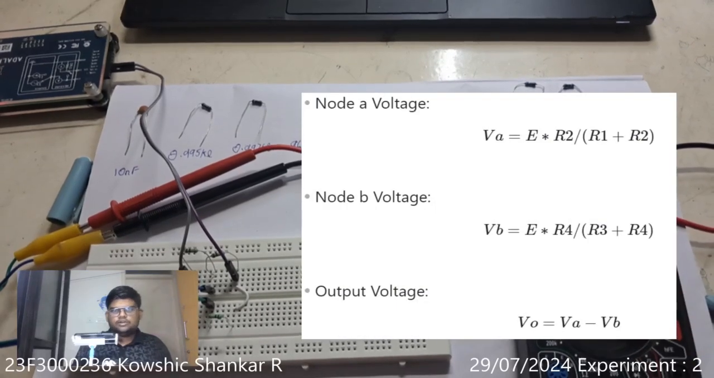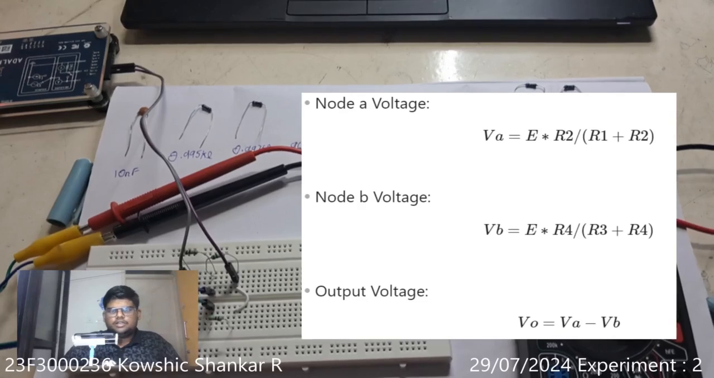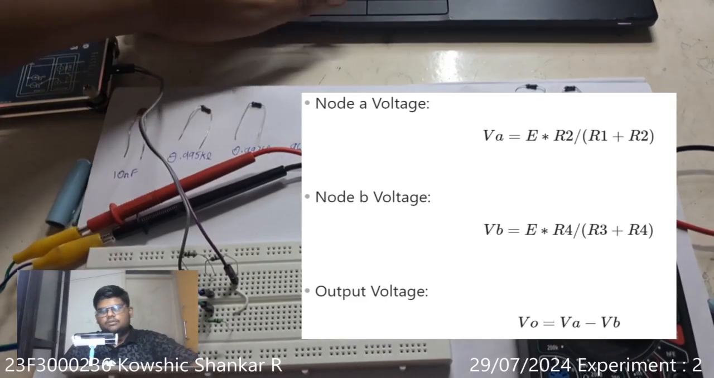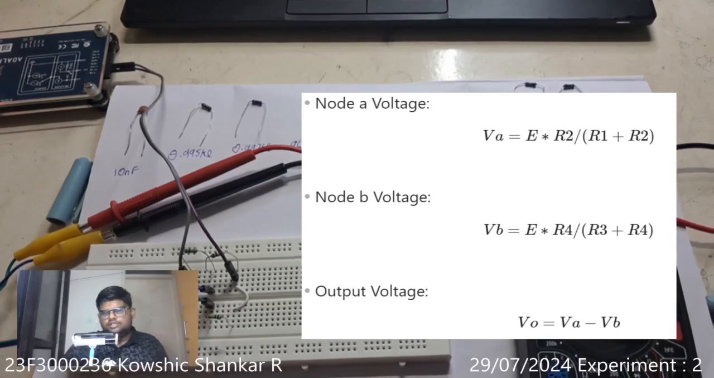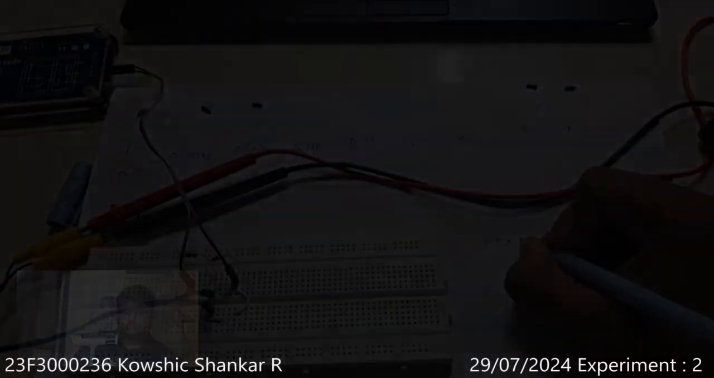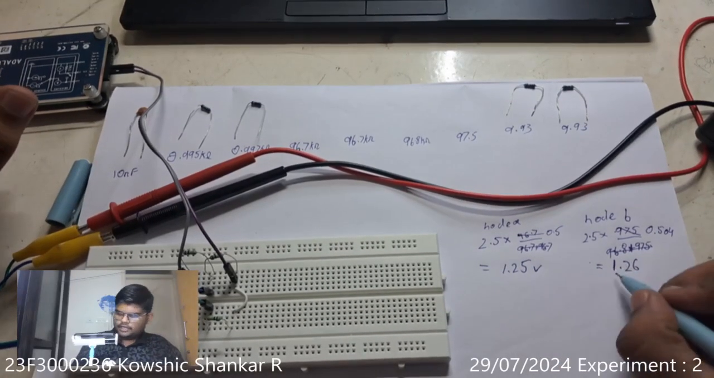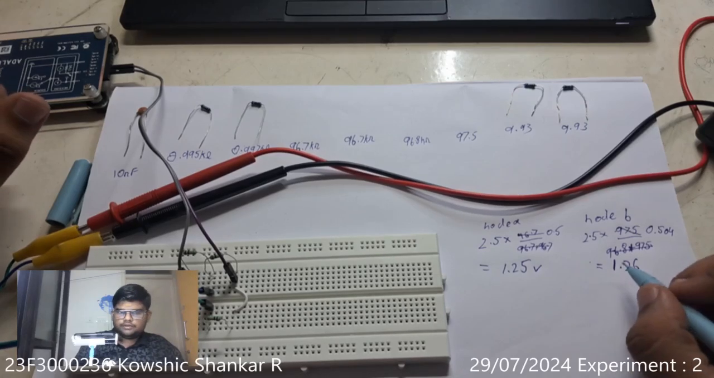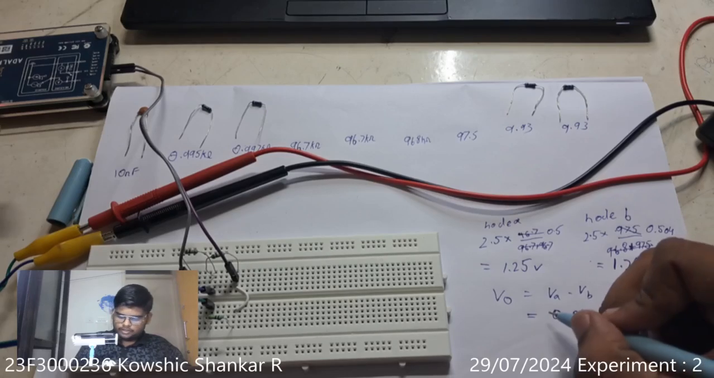The node A voltage can be calculated with the formula shown here. Similarly, the node B voltage. This is the concept of the voltage divider, and the output voltage can be calculated by subtracting the two node voltages. This is the calculated voltage of node A and node B. This is the calculated voltage of the output.